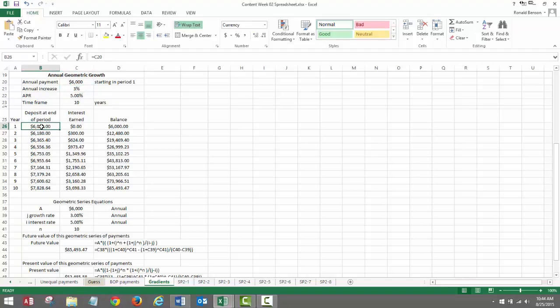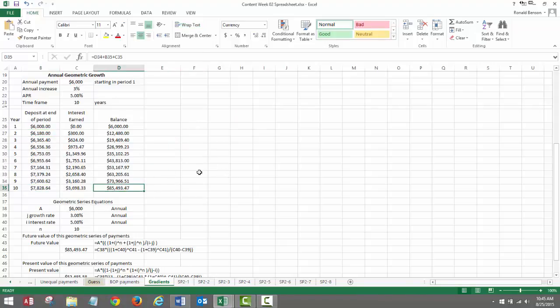For instance, if we have 6,000 in year 1, a 3% increase would add $180 of that, so it becomes 6,180. And that's the only thing that changes from the above. The interest and the balance stay the same. So this equation is B26, that's this one right here, the original 6,000 times 1 plus the rate, the 5%, the rate's in C21. And if you have that, you can just drag it down and obviously get the same values.